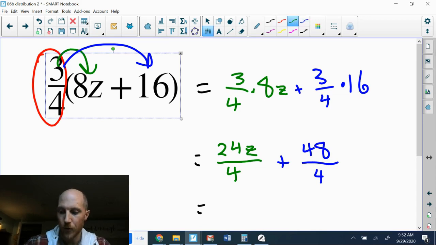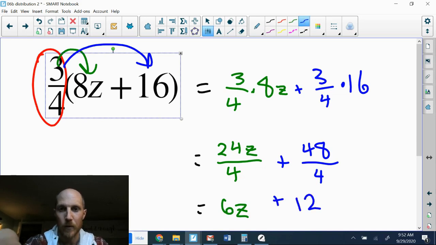Okay, let's clean up each of those two fractions. 24 divided by 4 is 6, so this is going to be 6z. The z part doesn't change. And in the blue part, 48 divided by 4, that's 12.